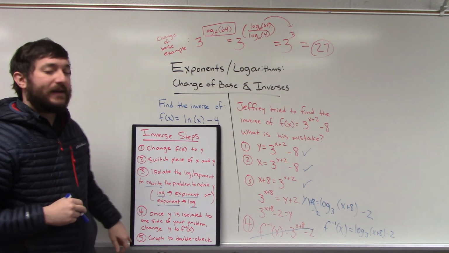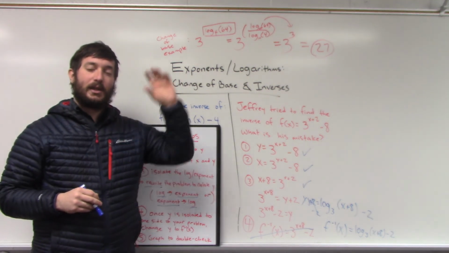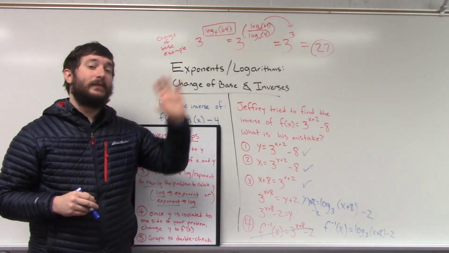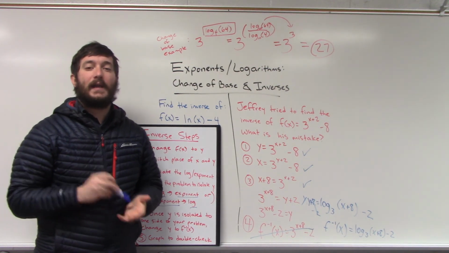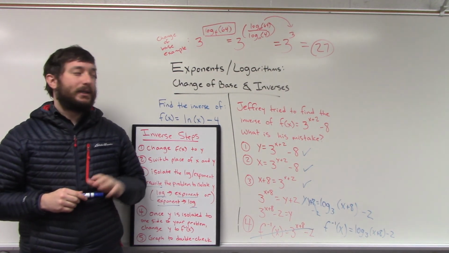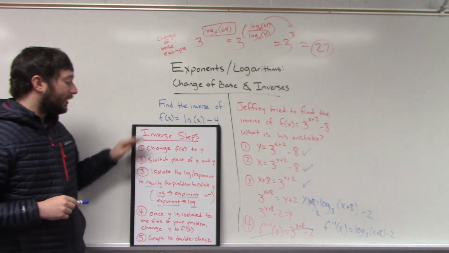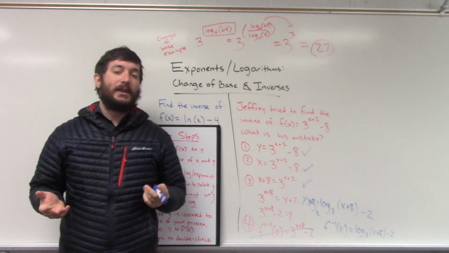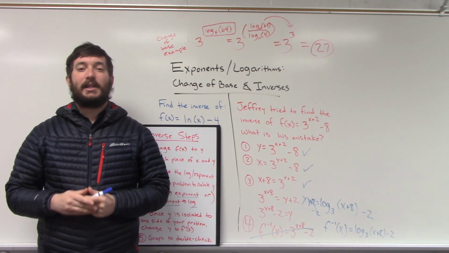Double check by graphing. Graph your inverse, graph the original. If they don't have switched x and y coordinates, that's where you can know something's gone wrong and go back through your steps one at a time, match them up with what we have here. And that's how you can find an inverse.